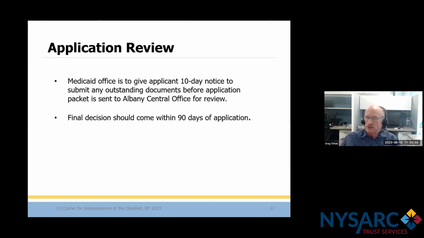When the application is submitted to the Medicaid office, Medicaid within 10 days may send you a notice that certain documents are missing. If a client receives that, they have 10 days to get those in. Final decision with a disability determination should take about 90 days, no more than 90 days.